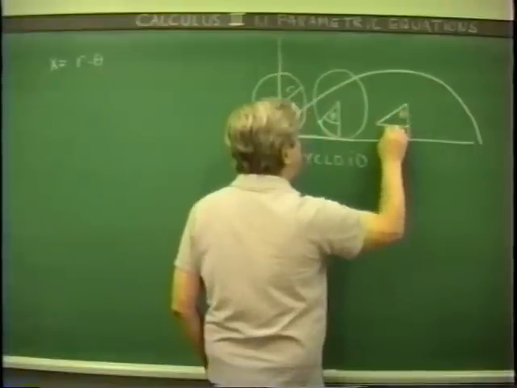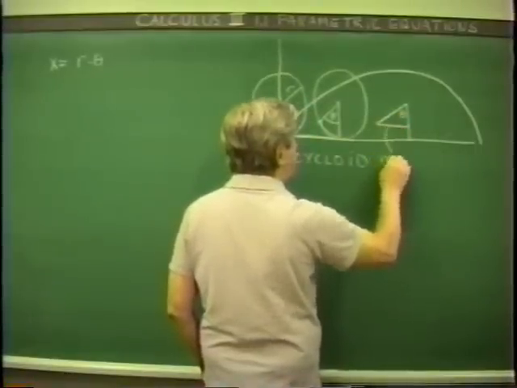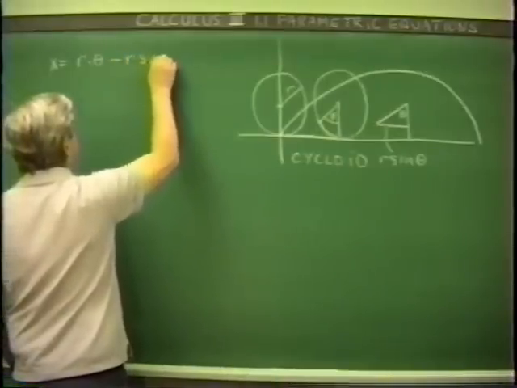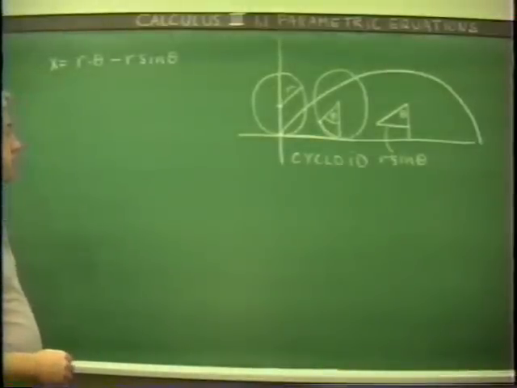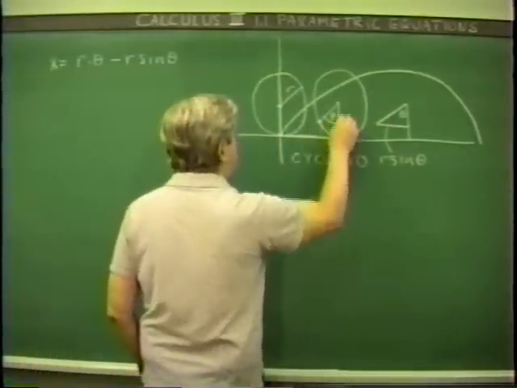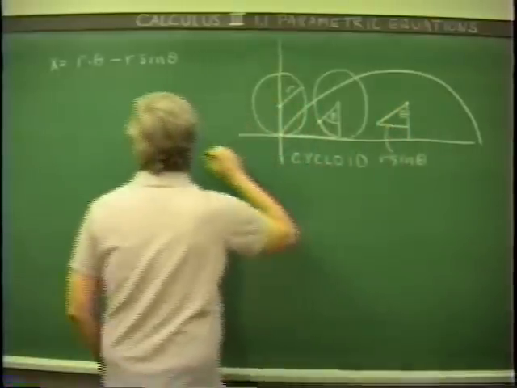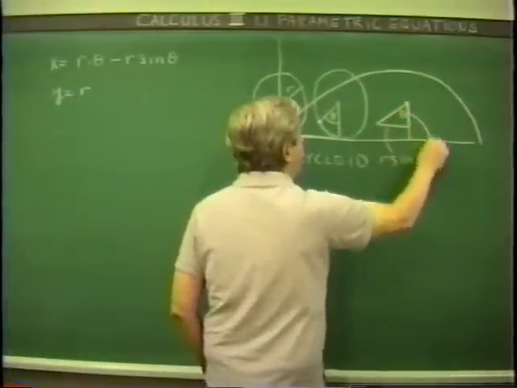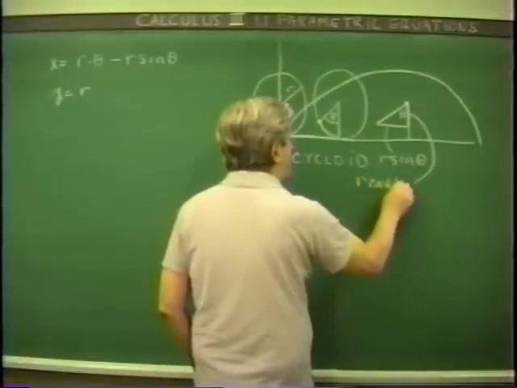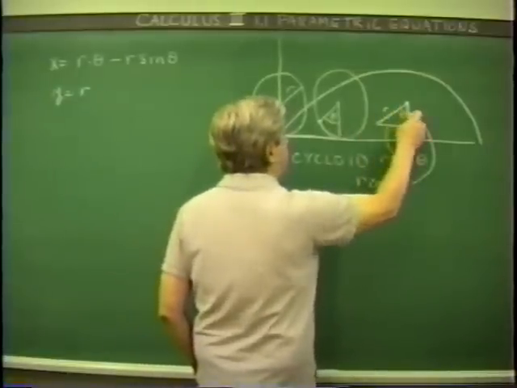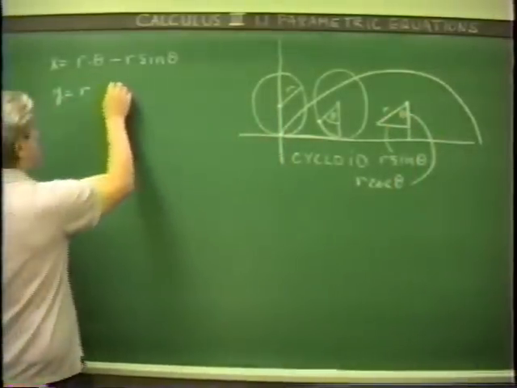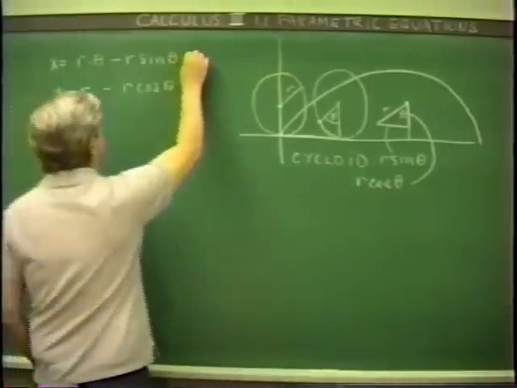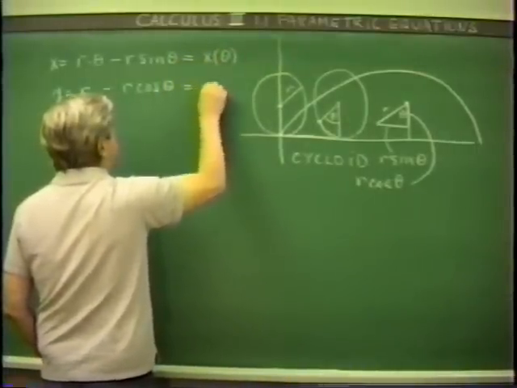Well, if this is the angle theta, then this quantity right here is r sine theta. So r times theta minus r sine theta gives the x coordinate of this point right here. The y coordinate of the center is r, but then we have to come down this distance here. This quantity right here is r cosine theta. So we have to take r and subtract r cosine theta to get the y coordinate. So this gives the x coordinate as a function of theta and the y coordinate as a function of theta.